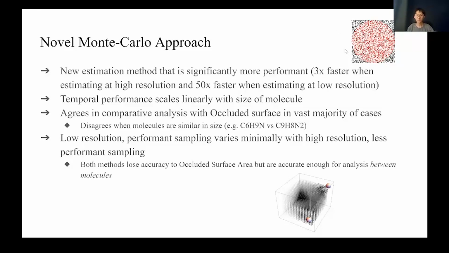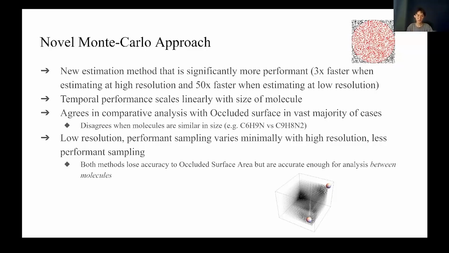We found that our implementation that used these principles was 3 times faster when we estimated at high resolution, so lots of sampling points, very dense sampling points, and 50 times faster when estimating at low resolution. We also found that temporal performance scaled linearly with the size of the molecule, so it was O(n). What that means is if you add an atom, the additional time it requires to compute the internal surface area scaled constantly instead of scaling exponentially, multiplicatively.